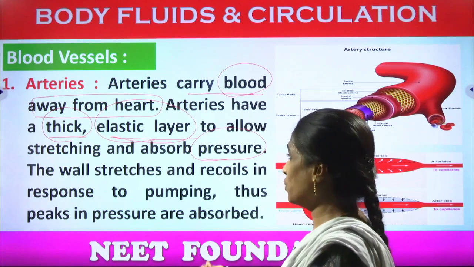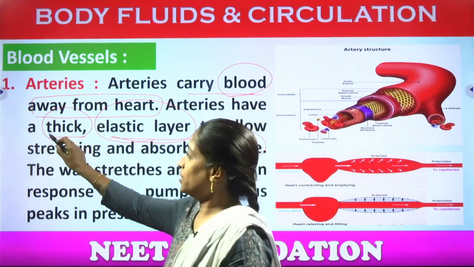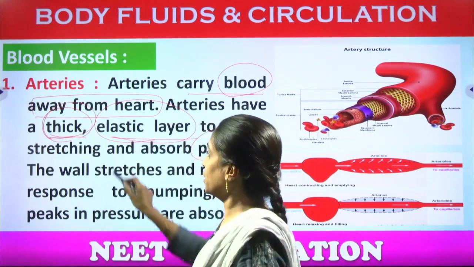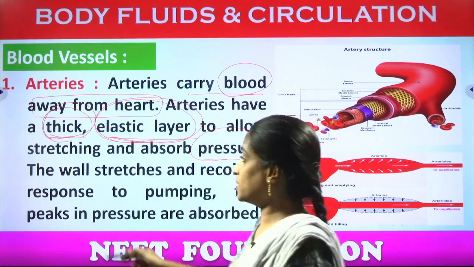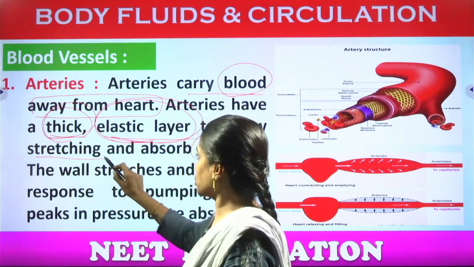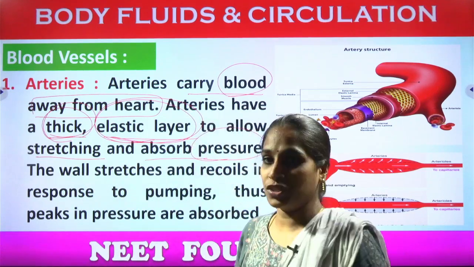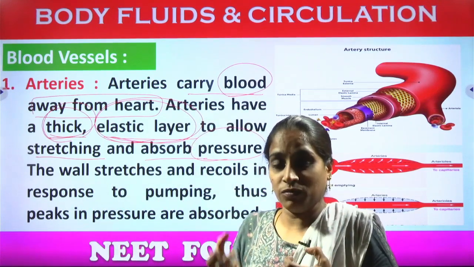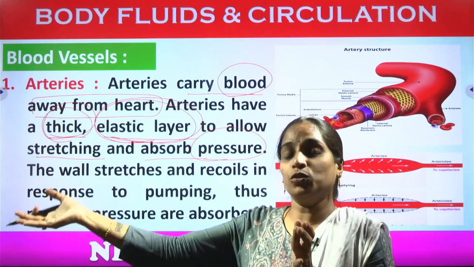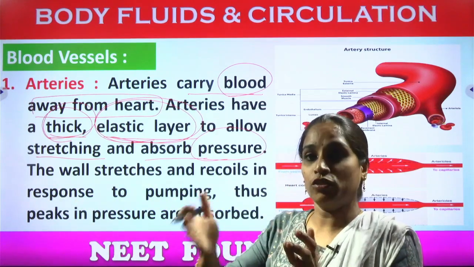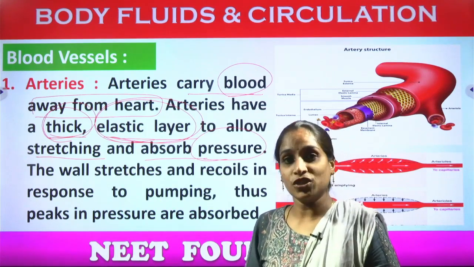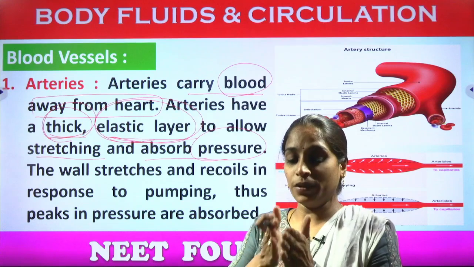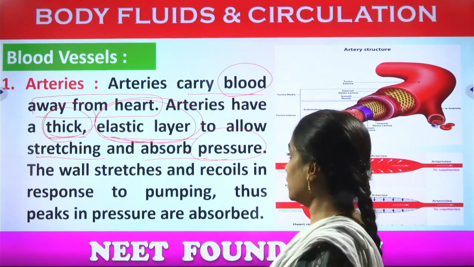How are they capacitated? With the help of their thick muscular nature and the elastic layered structures, which make the arteries stretch and absorb the pressure. As they take up the pressure from the heart, they are able to give the pressure, and a continuous wave-like movement of the blood is produced, so that the blood moves in a forward direction.